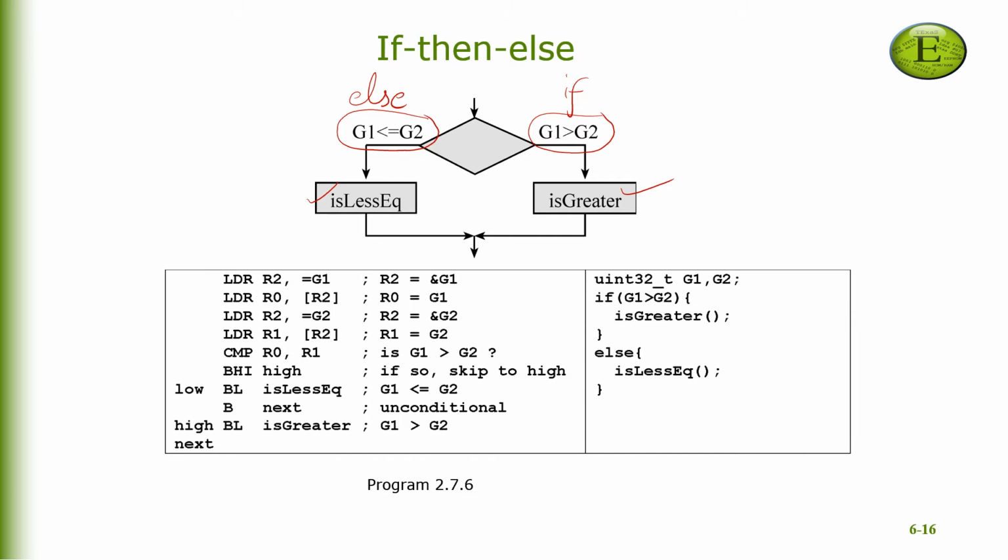All right, so the two numbers G1 and G2 are in the memory. They are loaded into the registers R0 and R1, and then we are going to compare R0 with R1. And if G1 is greater than G2, then this branch instruction is going to take us to the instruction whose label is high. That's where the block of instructions is placed, starting.